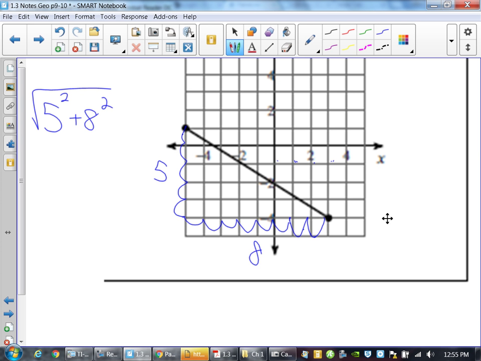5 squared is? 25. 8 squared is? And you're done. Can't do anything else. It will not simplify from that.